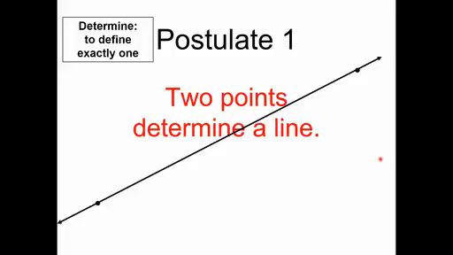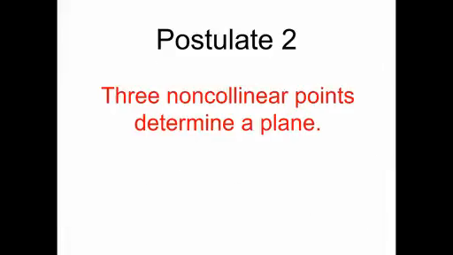So there's our first postulate. Our assignment will be working with that. 2 points determine a line. We used that 117 times this year in our problem sets. Here's postulate 2. 3 non-collinear points determine a plane. You may recall I mentioned that. We talked about that a little bit in class this year.